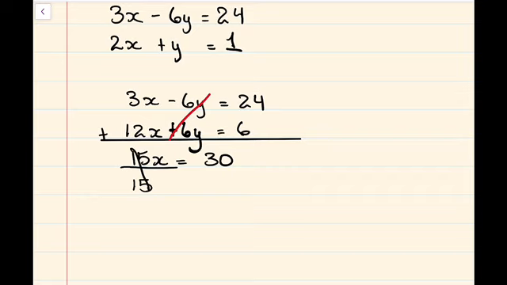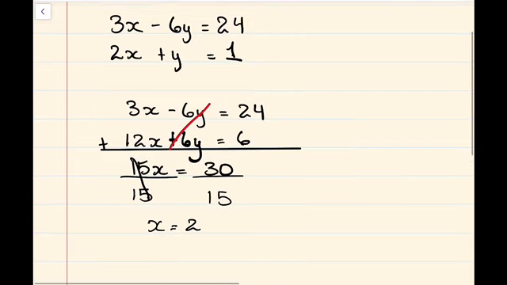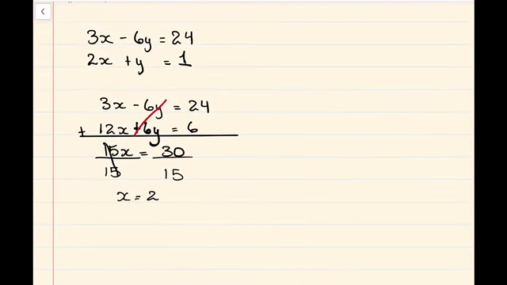And of course, if we do one thing to one side of the equal sign, we have to do it to the other side. So we also have to divide this by 15. And then we just solve for x. x is equal to 30 divided by 15, which is 2. Because 15 goes into 30 2 times. So if we look here, we've solved for x.